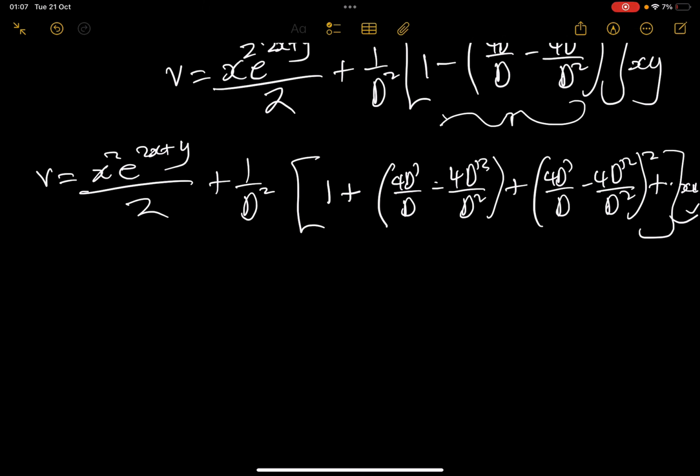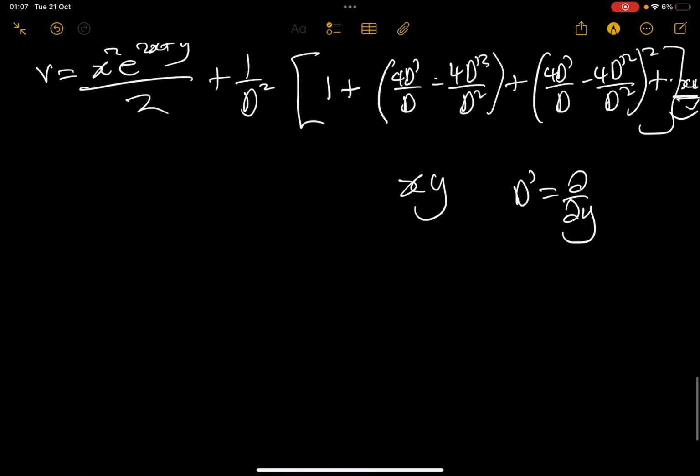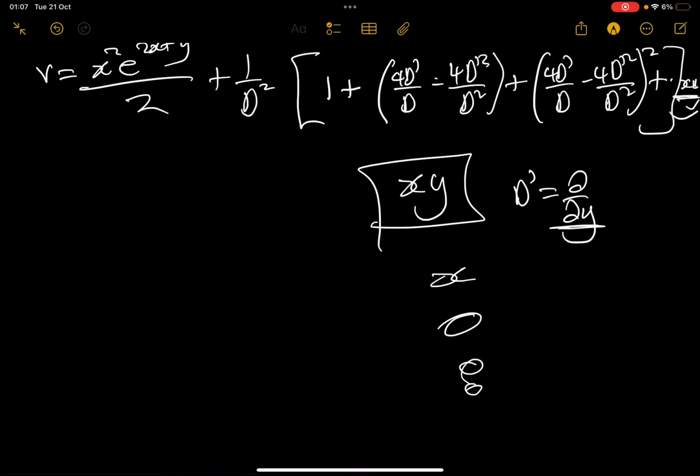Now how do you simplify this infinite series? Remember, here we are looking at evaluating xy using the d operators. First of all, we know that d prime is del y. So if we differentiate this one with respect to y, we are going to get x, and then if we differentiate again, you're going to get 0, then 0, 0, 0, right, if we continue differentiating.